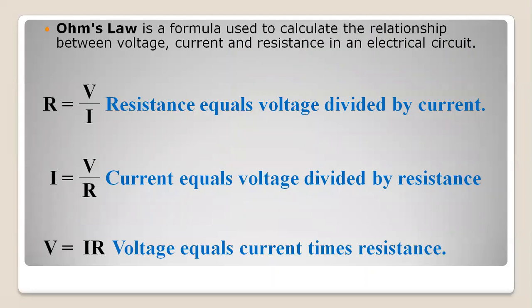As I've said, Ohm's law is a formula used to calculate the relationship between voltage, current, and resistance in an electrical circuit. Resistance, current, and voltage, all of them have their own formulas. So, resistance equals voltage divided by current, and current equals voltage divided by resistance. Voltage equals current times resistance. All of these formulas you must know by heart.